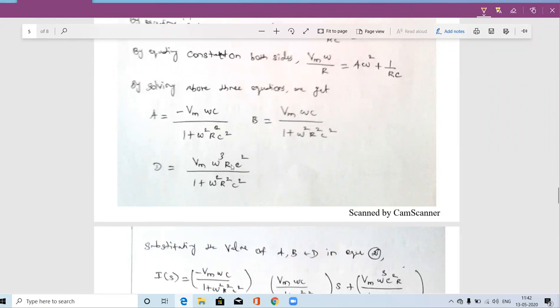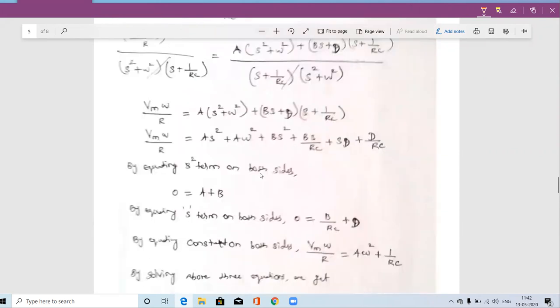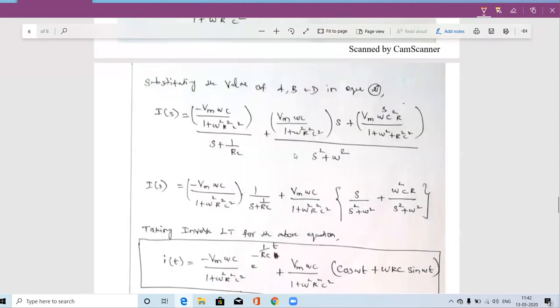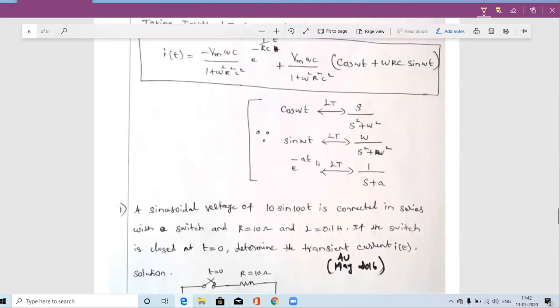By substituting these A, B, D values in this equation number 2, we have to take the inverse Laplace transform. The inverse Laplace transform of the first term comes as e power. This is s by s squared plus omega squared, which is cos omega t, and this is in the structure of omega by s squared plus omega squared, which is sin omega t. Correct? So this is the answer for the transient response of the RC circuit. Correct? So that's all. The same method.